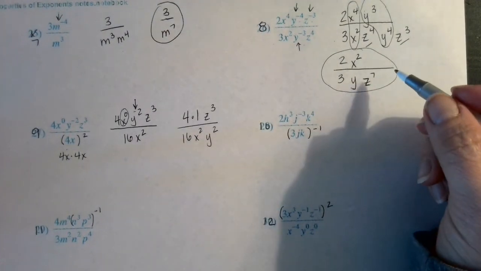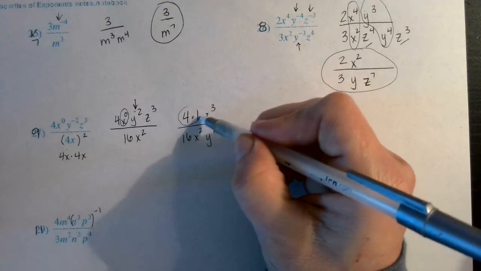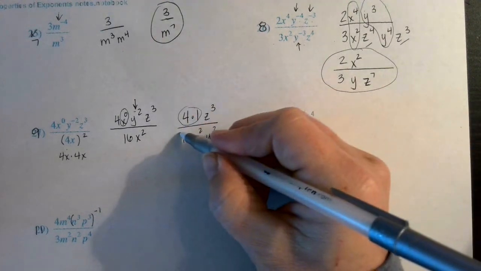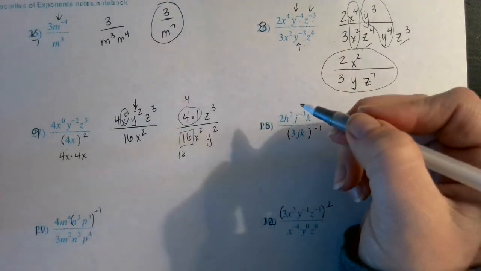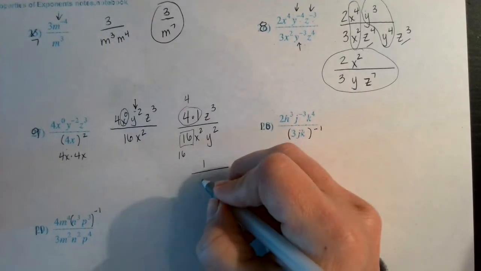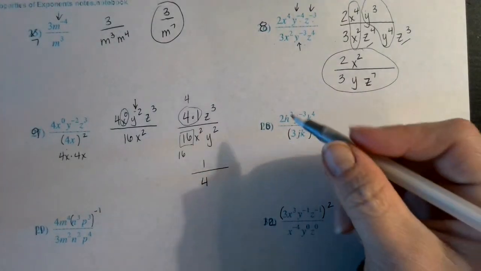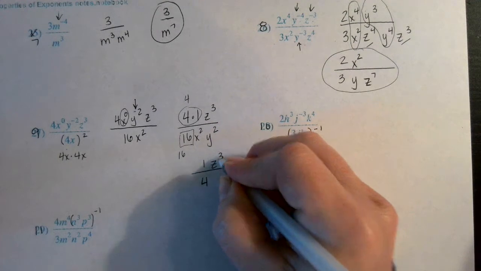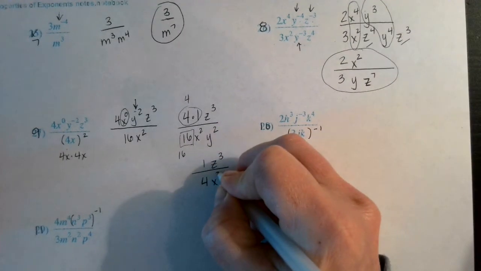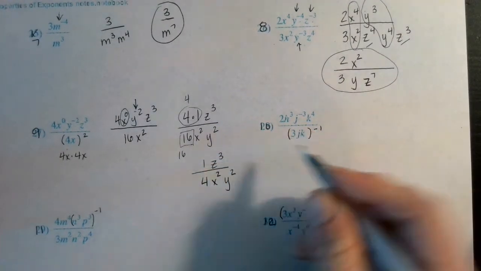Now I can simplify. I can do my 4 times 1, which is just 4. But then I have 4 divided by 16, which I can reduce to 1 over 4. I only have one z variable, I only have one x variable, and I only have one y variable.